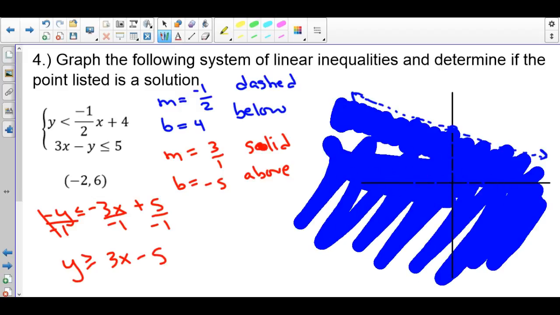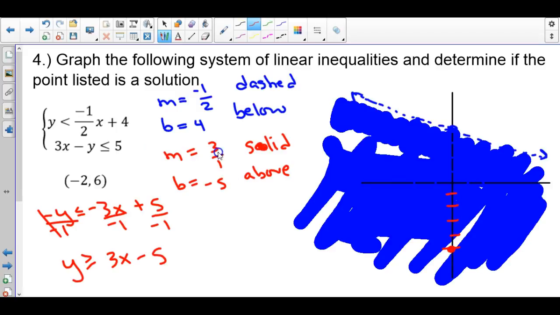Okay, so now I'm going to do the same thing for my other one. I'm going to start down 5 for my y-intercept. My slope is up 3 and to the right 1. I could also go down 3 and to the left 1. I'm going to draw a straight line, solid line I should say, through this. And I'm going to shade above that graph.